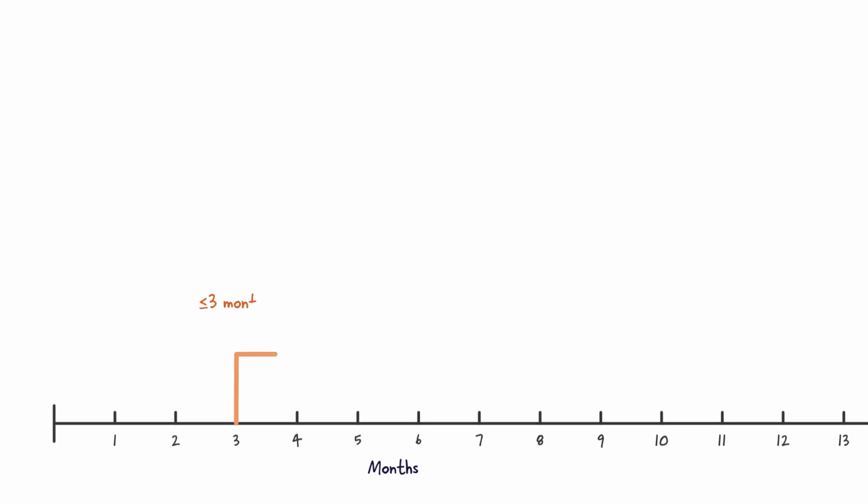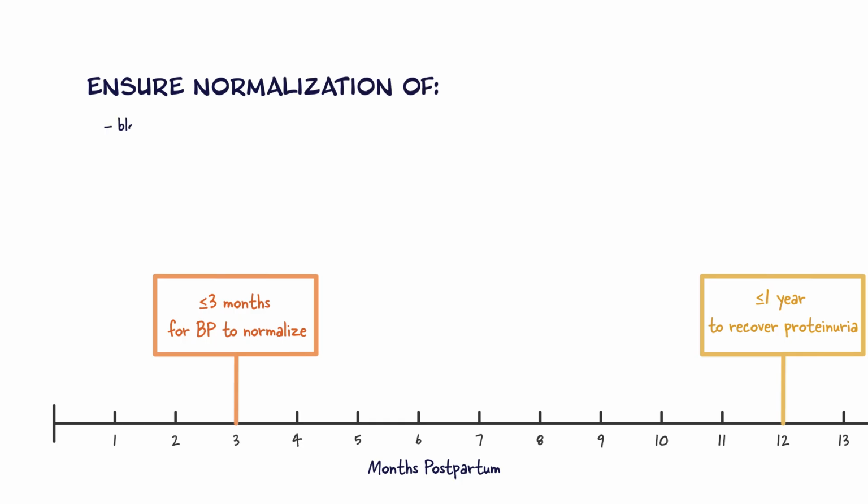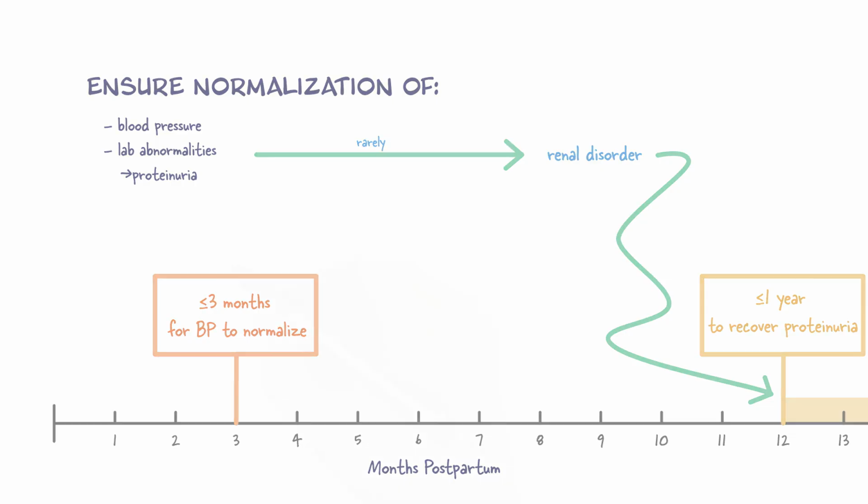It may take up to 3 months for the blood pressure to normalize postpartum, and proteinuria may take up to 1 year to fully recover. It is important to ensure normalization of blood pressure and lab abnormalities, including proteinuria, as rarely an underlying renal disorder may be uncovered if proteinuria persists beyond the 1-year mark.